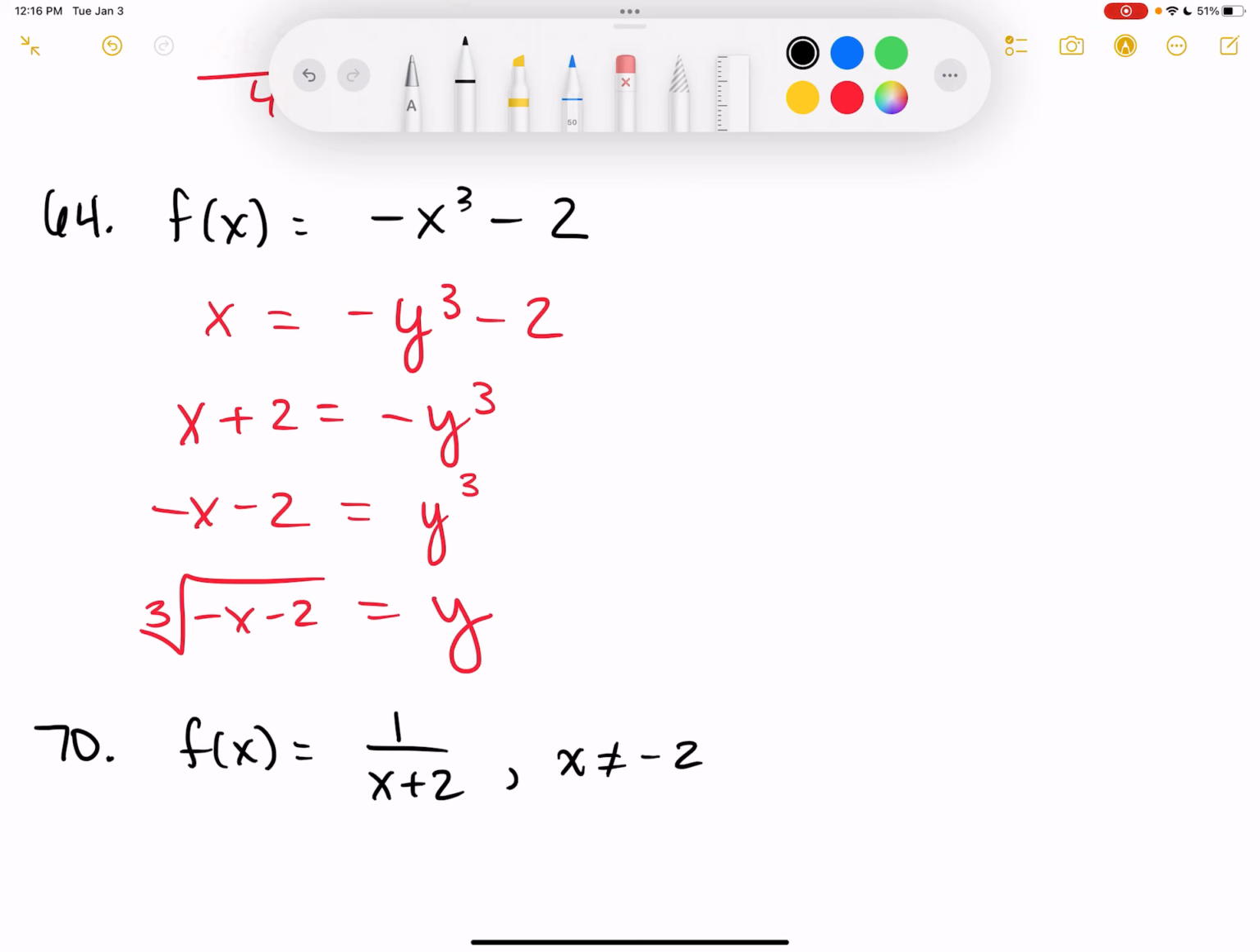Wait, did you see this is the last problem? Okay, so we're gonna have homework. That sucks.